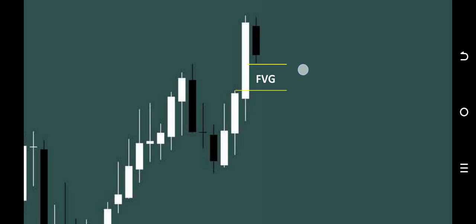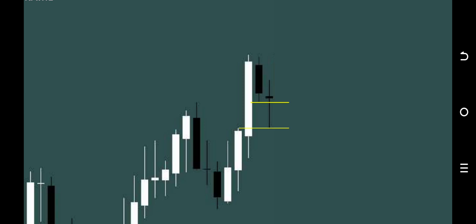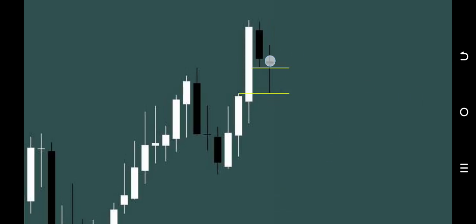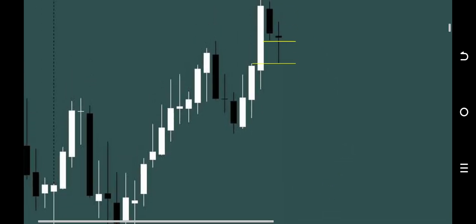Now that you've mapped out your fair value gap, you wait for a candle to retrace into it. That first candle that enters into the fair value gap, you watch it closely, and note if it's going to be a rejection candle. Can you see that it enters into the fair value gap on a full body? When it goes into this fair value gap, it got rejected. That's why it went up and eventually formed this week.